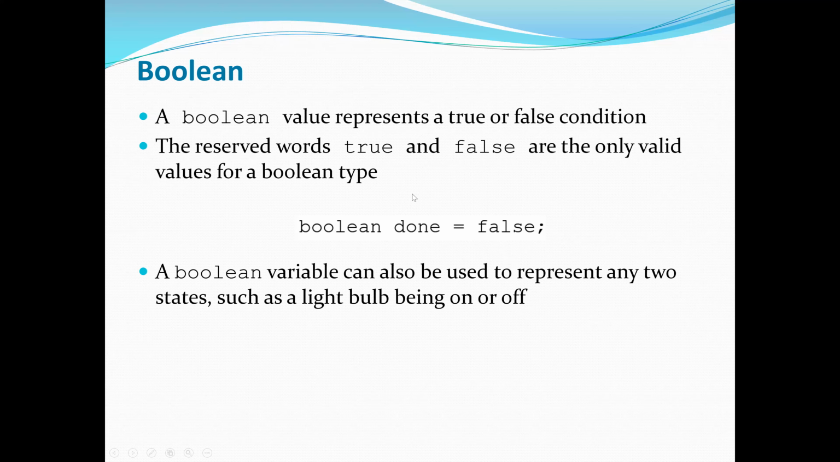A very good example here: we are declaring a variable named done. The data type is Boolean, and we initialize it to false. A Boolean variable can also be used to represent any two states, either on or off. In C++, we normally use 1 for true and 0 for false. In Java, we use the words true and false.